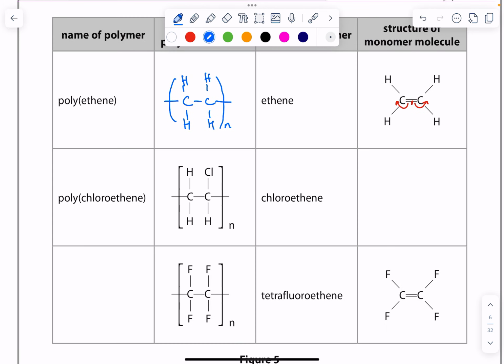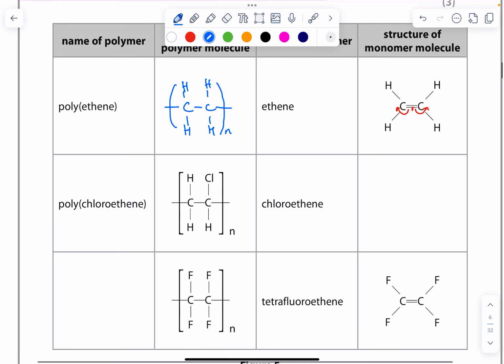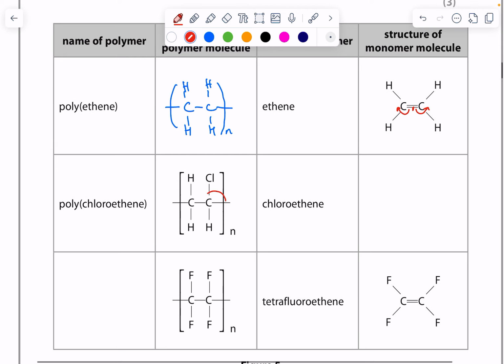Next one wants me to draw the monomer unit. So remember, all we have to do in this one is we put these bonds back in to the middle to remake the double bond. So if I draw my two carbons now with a double bond and then put all the atoms attached as they are, so Cl and then a H, and that's done.